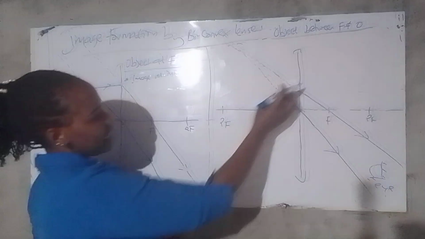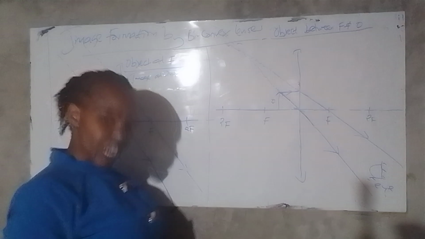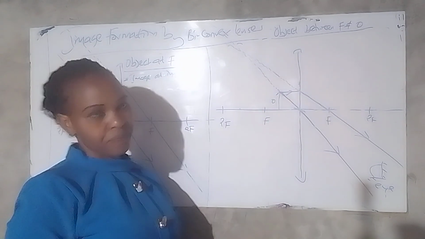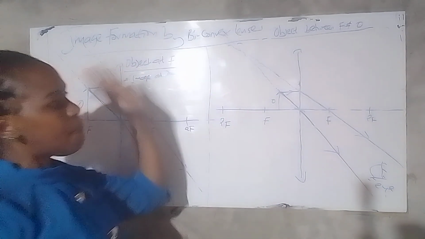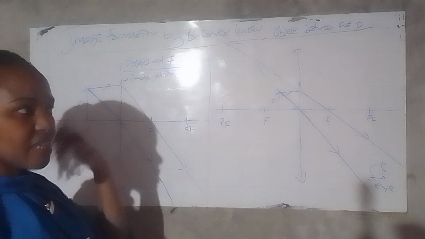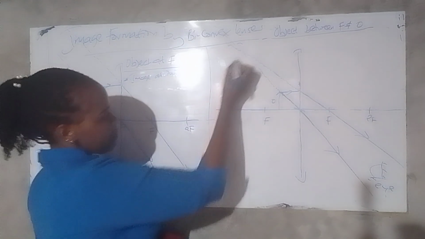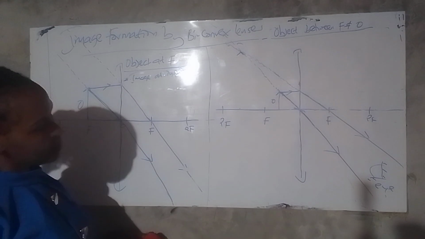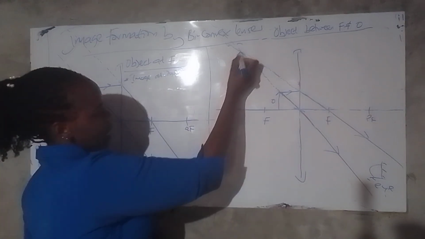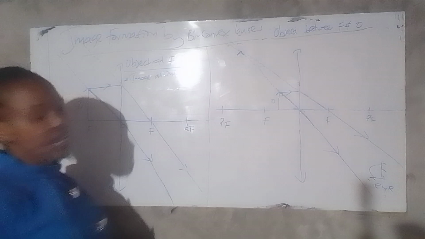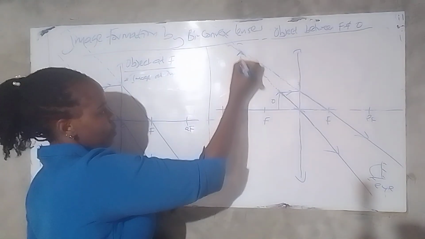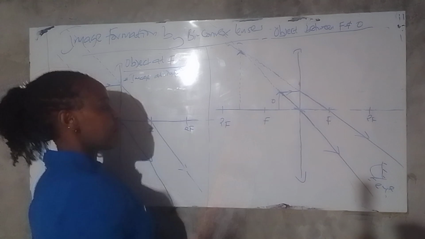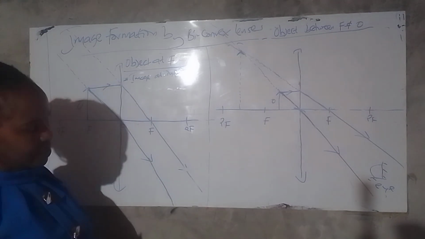Now I put dotted lines because the truth is they are not coming from there. They are coming from the lens. They have been refracted. Anything that I draw beyond that point is imaginary. But the imaginary rays intersect somewhere. So where they intersect, I draw an arrowhead. Then I'm going to produce the line downwards until we meet the principal axis.